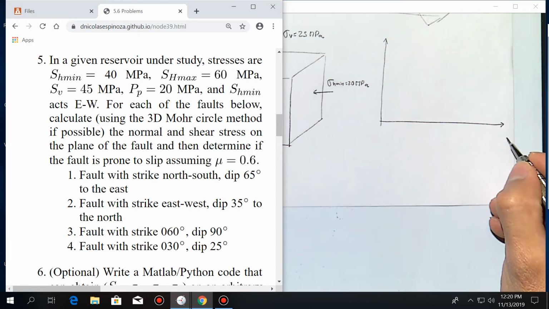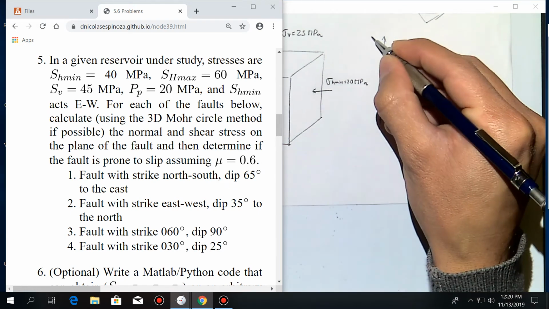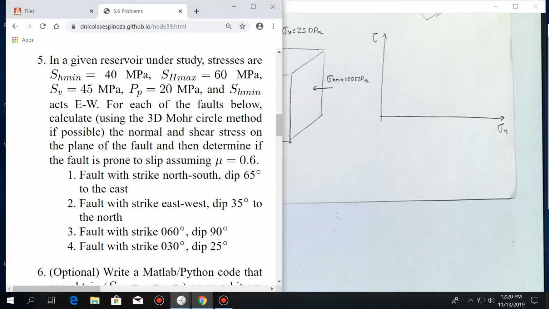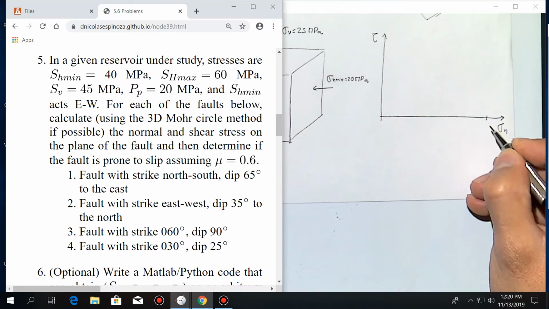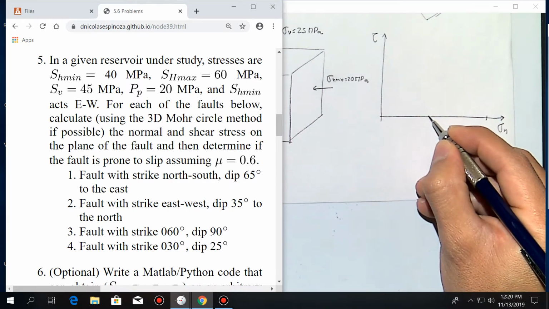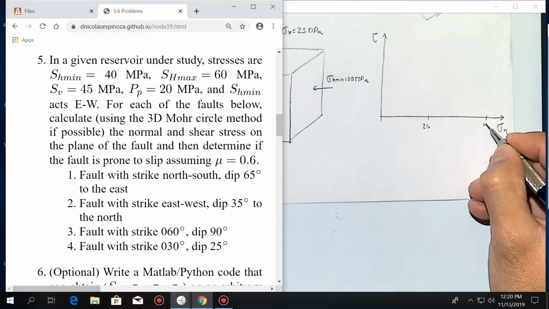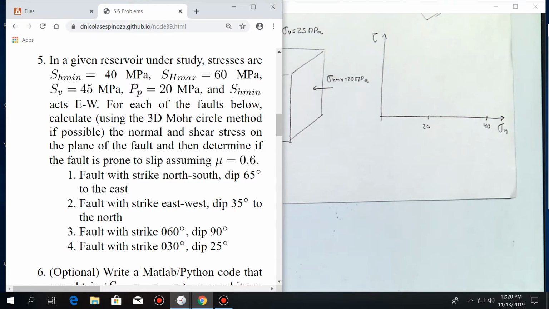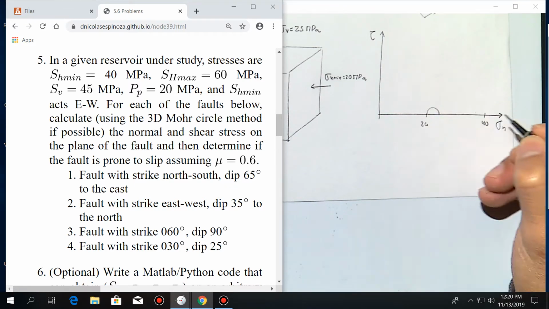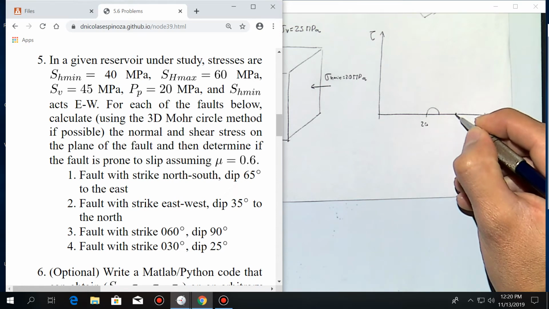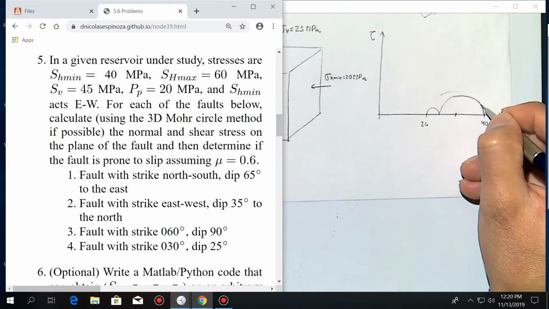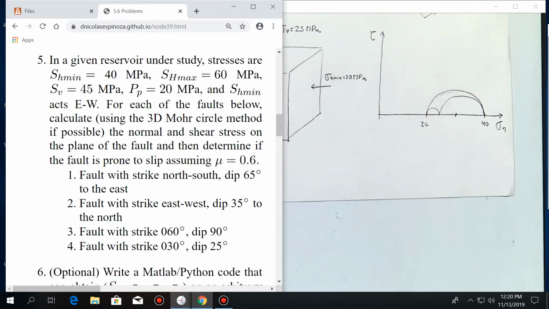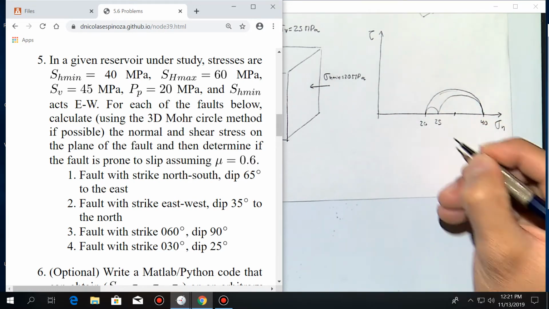If I draw the 3D Mohr circle for this, I'm going to have these three values, so 40, 20, and 25. So let's put 40 here, 20 there, 25 over here. So this is going to be like this. That's going to be the Mohr circle for that, where this is 25.